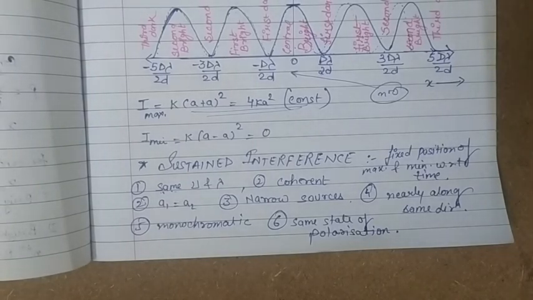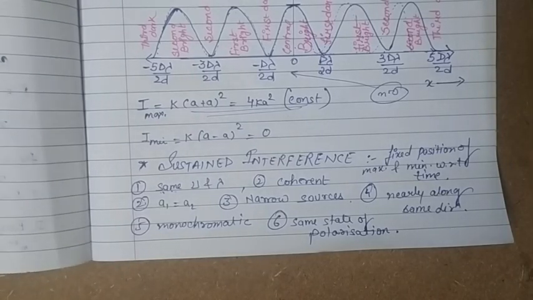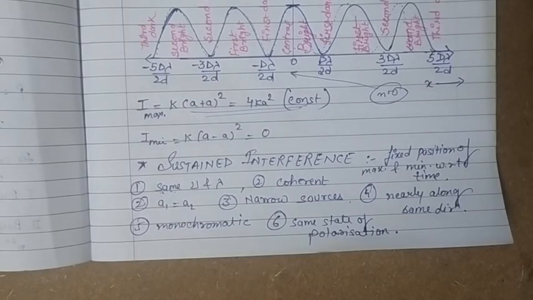So that's all. In the next part, the third part, we will be comparing the intensities for maxima and minima, or for the bright and dark fringes, as well as studying the interference pattern with white light. If the source is white light, what will happen to the interference pattern, we will also discuss in the next part. For that, stay tuned.